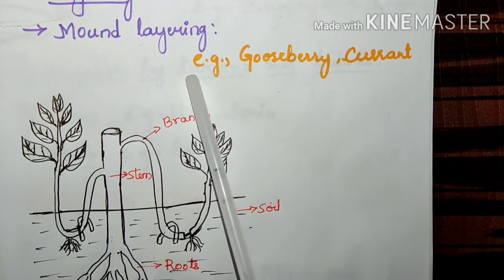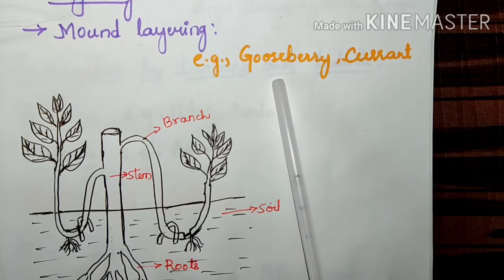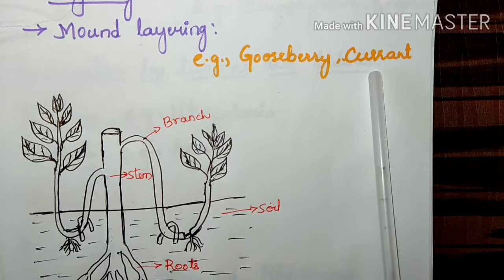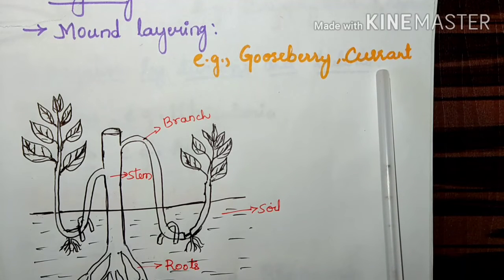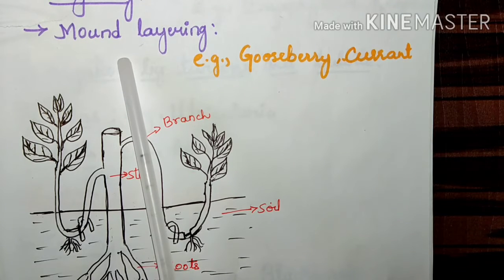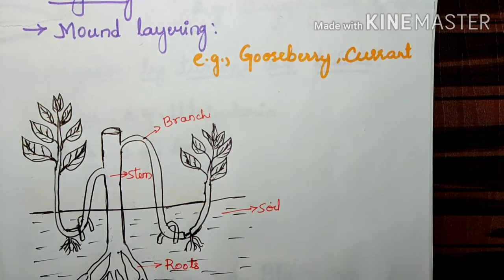And this layering can be used in developing gooseberry and currant, which is a shrub of the genus Ribes of the gooseberry family, and the juicy berries of currant are used in jams and jellies. This is one method of layering, which is called mound layering.